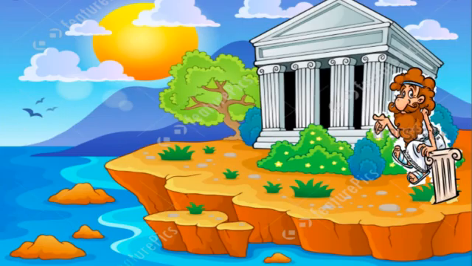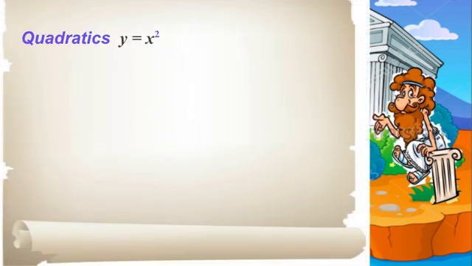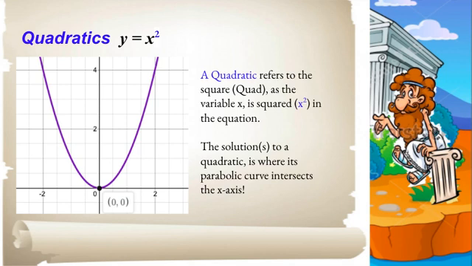Hello again, I'm Aristotle. Let's review what we've learned together about quadratics. Quadratic equations, when graphed, are parabolic curves. Quadratic relations relate the variables x and y. Quad refers to a square, or a variable raised to the power of 2.